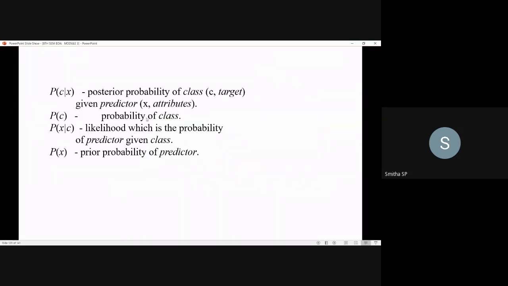Next, this is the description of what each term denotes. P of C given X, what is it? P of C is the probability of the class. P of X given C, we call it the likelihood, which is the probability of a predictor for a given class. Next, P of X is the prior probability of a predictor.